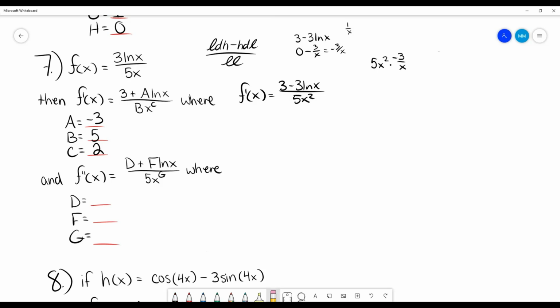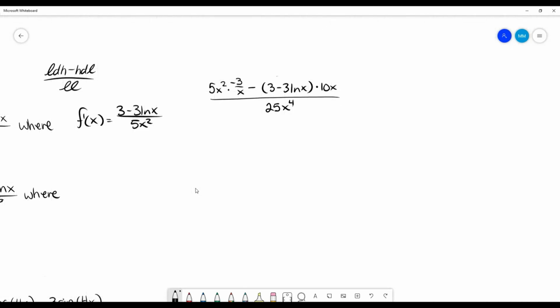Okay, that's the derivative of our high there. Now, minus our high d low, so our higher term is 3 minus 3 natural log of x, times the derivative of our low term, so it's going to be times 10x, all over our lower term squared, which turns into that. All right, and now once again we're gonna simplify things.